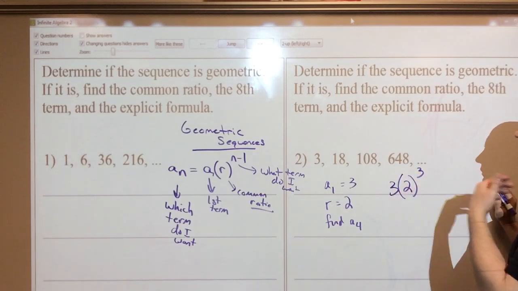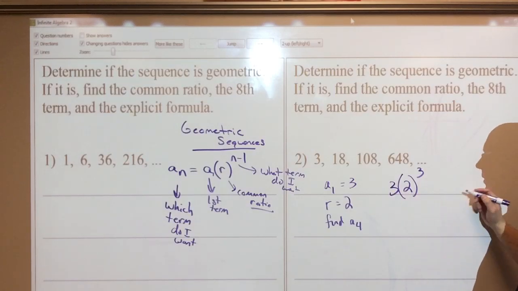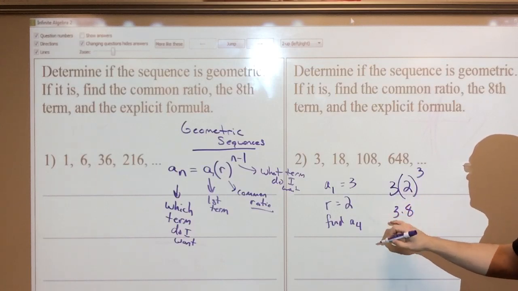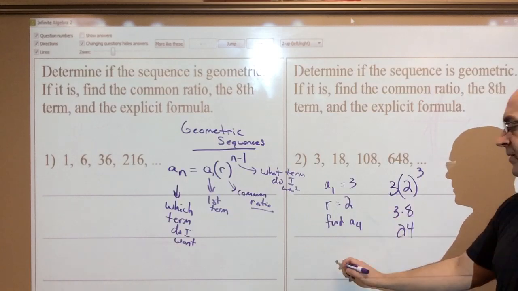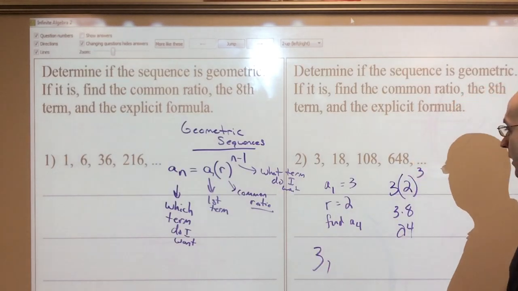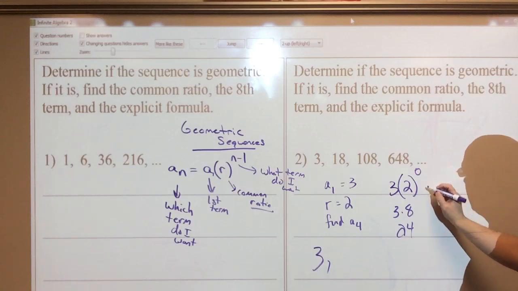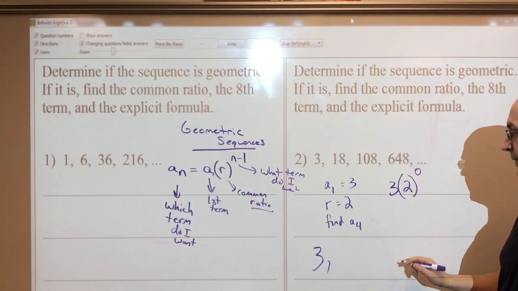You can put this in your calculator and it will work correctly, but I want to make sure that I'm using PEMDAS in my head first. So 2 is going to be raised to the third power, which is 8, and then I'm going to multiply it by 3, so that's 24. So let's work this through. If the first term is 3, that would be to the 0 power, 1 minus 1. Right? So 2 to the 0 power is 1, times 3 is 3.